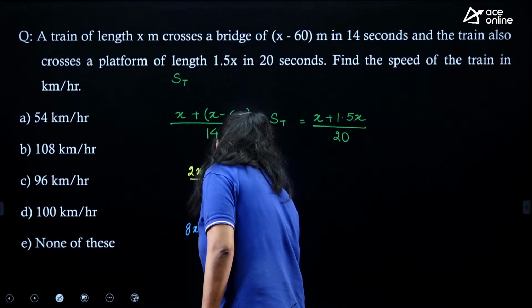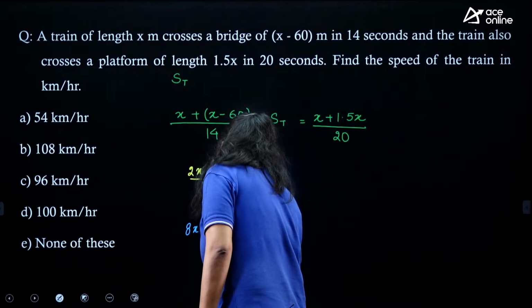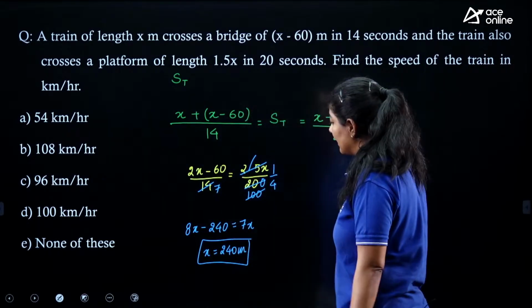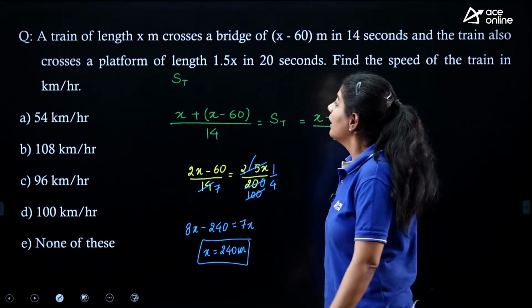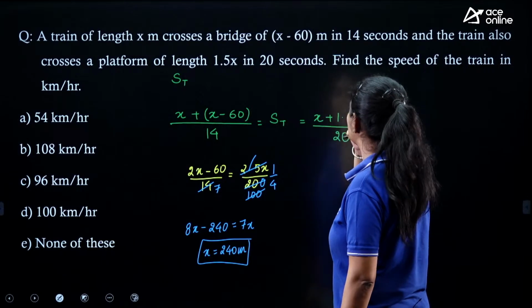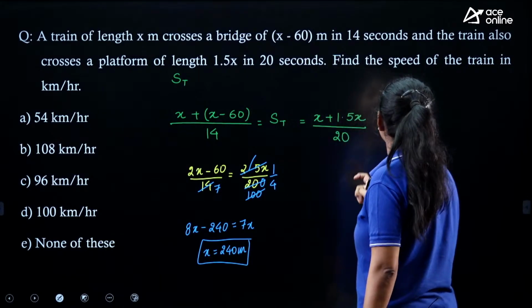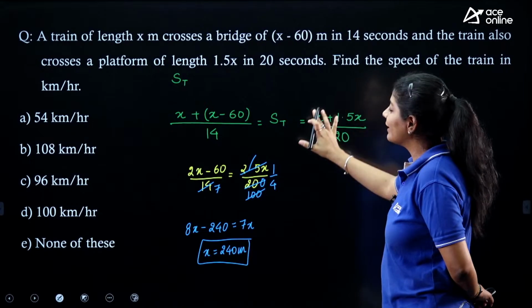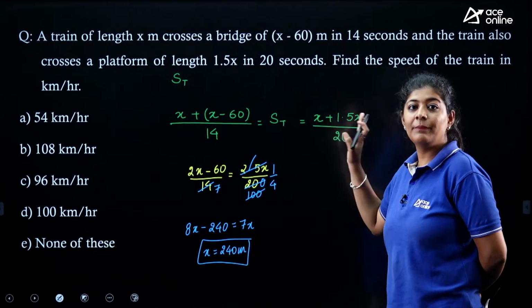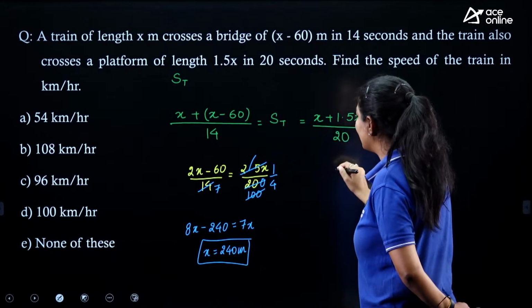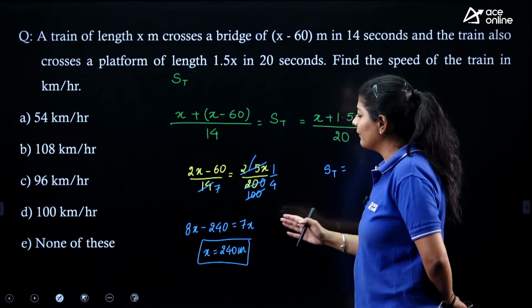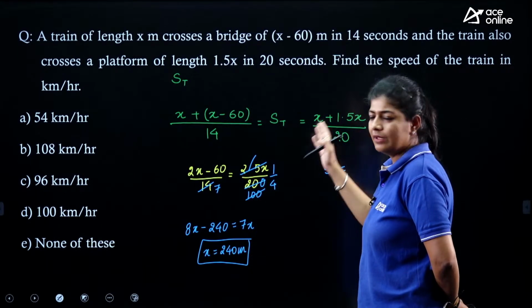The value of x that we are getting over here is 240 meters. Now what we need to do is simply calculate the speed of the train in kilometers per hour. If you see, the value that we are using over here is in meters per second. So we can say that the speed of the train, we can put the value either in this one or in this one.